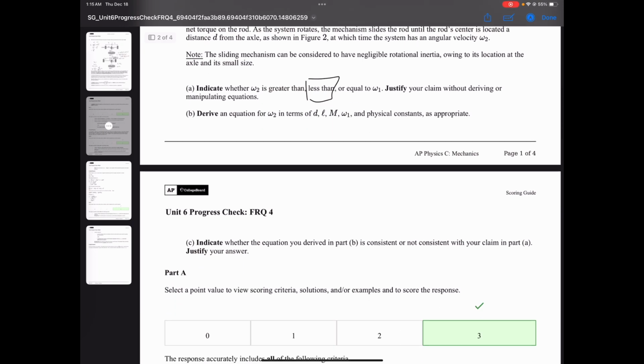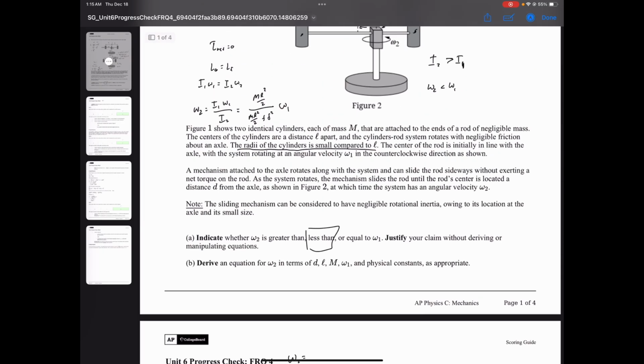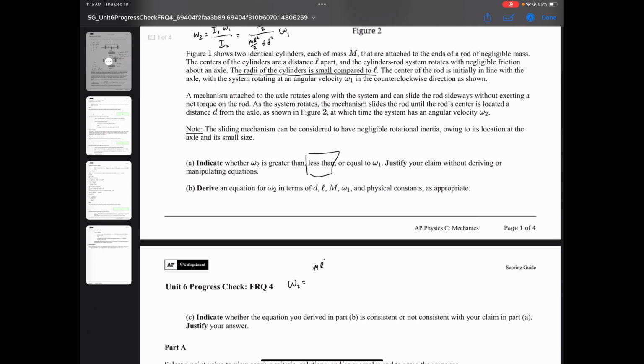So I'll write it over here again. I have here omega 2 is equal to ml squared over 2 divided by ml squared over 2 plus d squared times omega 1. Well, clearly the denominator is bigger than the numerator, right? So this whole expression has to be less than 1, because I have ml squared over 2 divided by ml squared over 2 plus some positive constant. The denominator is bigger. So that pretty much shows that it's consistent with our expression.